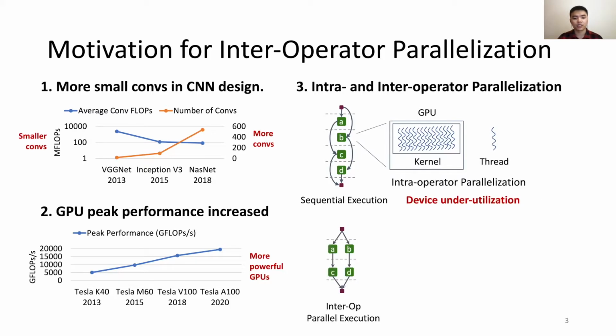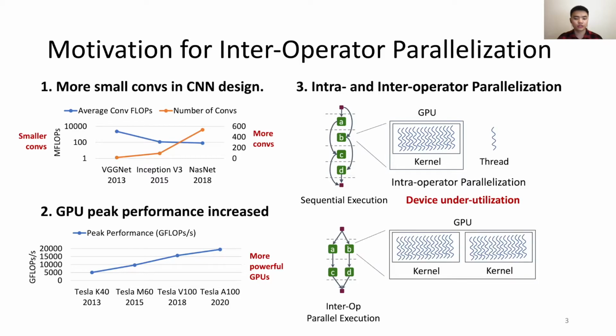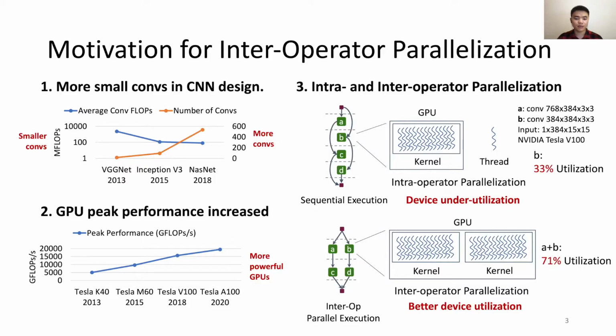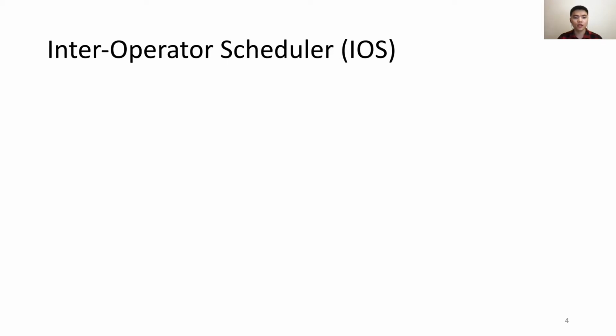On the other hand, we can do the computation of multiple operators simultaneously. We call this kind of parallelization inter-operator parallelization, which usually has better device utilization. We use a concrete example to show this. In this example, the utilization of operator B is 33%, while the utilization of concurrent execution of operators A and B is 71%.